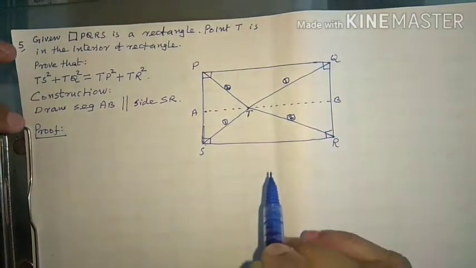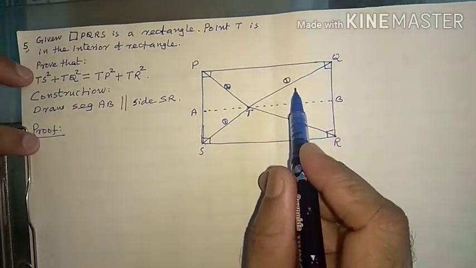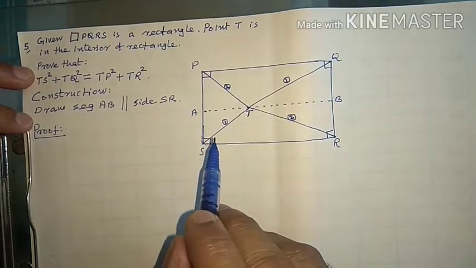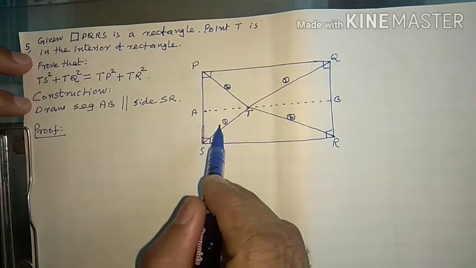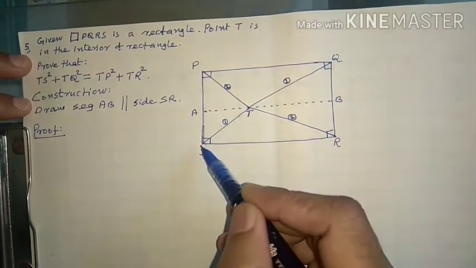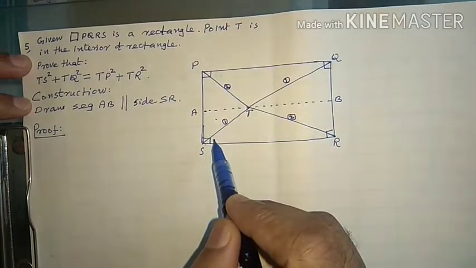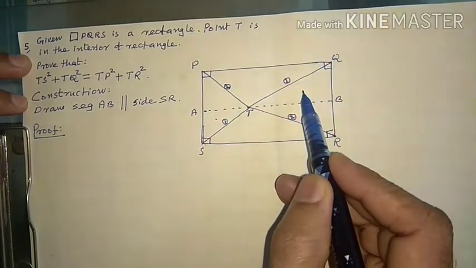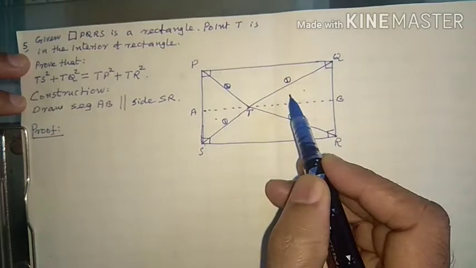Now here a hint is there. These ones as hypotenuse to right angle triangles we have to consider. TS is a hypotenuse of this triangle. Here, this one, TQ is a hypotenuse of the second triangle. These two triangles we consider.